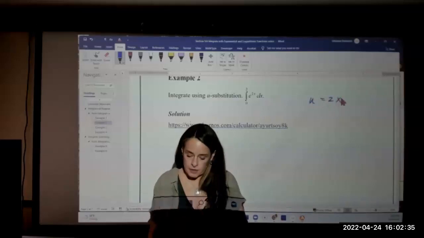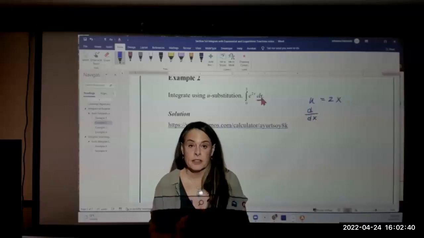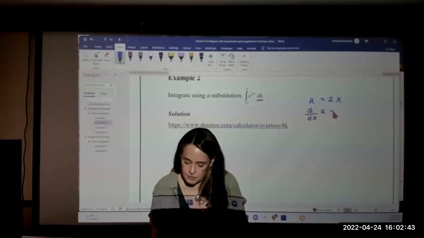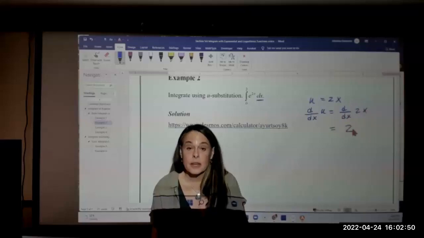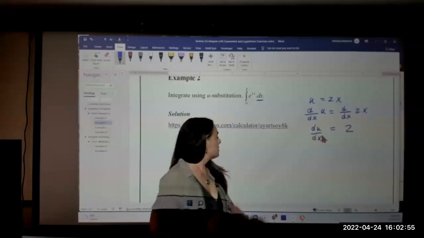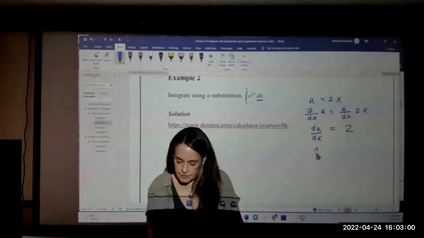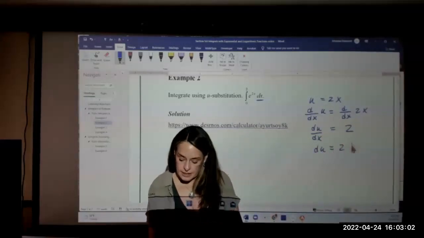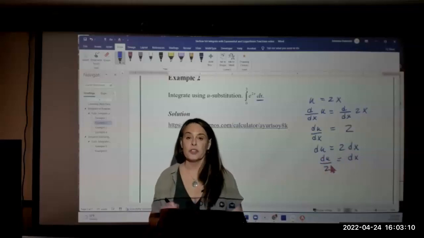Then we take the derivative of both sides with respect to x, the original differential that you see in the integral, and the derivative of u will just become the derivative of u with respect to x. The derivative of 2x, on the other hand, becomes the constant 2. Then we abuse the notation by swinging the denominator dx around to the other side so that we have du is equal to 2 dx. Then we solve for dx by dividing both sides by 2 to get dx is equal to du over 2.